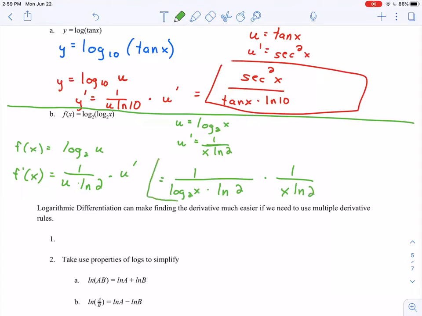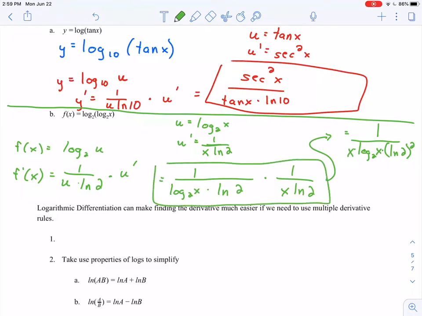If you wanted to, again, I think leaving your answer like this is perfectly fine. If you really wanted to simplify it, we could simplify just a little bit. I think I would write that as 1 over x times log base 2 of x times natural log of 2, all squared. No matter how you write this derivative, it's really not going to look pretty, so I think either one of these would be perfectly fine.